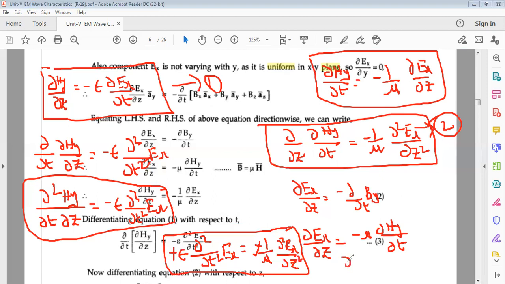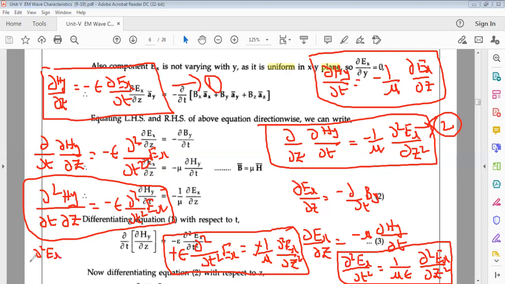Again, rewrite the function as ∂²Ex/∂t² is equal to, bringing the epsilon to the right-hand side, 1 by mu epsilon into ∂²Ex/∂z². Now this equation is compared with ∂²Ex/∂t² is equal to v squared into ∂²Ex/∂z².